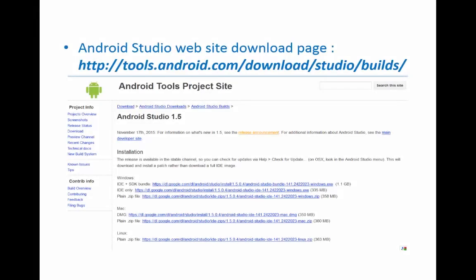As concerns the installation of Android Studio, we just give some links to web pages that explain how to download and how to install Android Studio on your PC. The package can be downloaded from the following web page, and the package is available for Windows, Mac, and Linux operating systems.